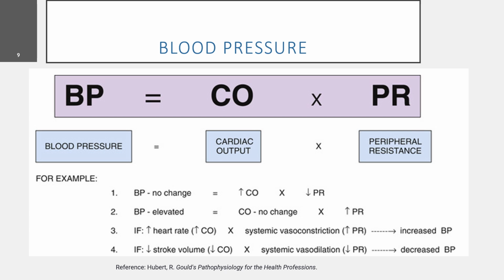Peripheral resistance is the resistance blood encounters as it flows through smaller blood vessels like arterioles and capillaries, primarily due to friction between blood and vessel walls. Factors influencing peripheral resistance include blood viscosity, so thicker blood increases resistance. Also vessel diameter. The smaller the diameter, the higher the resistance. The larger the diameter, the lower the resistance.